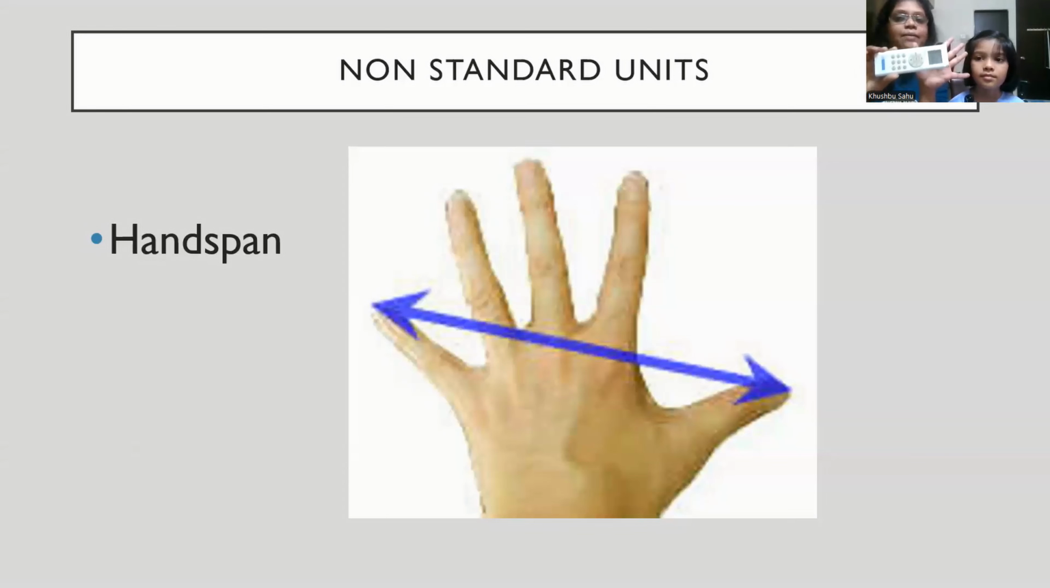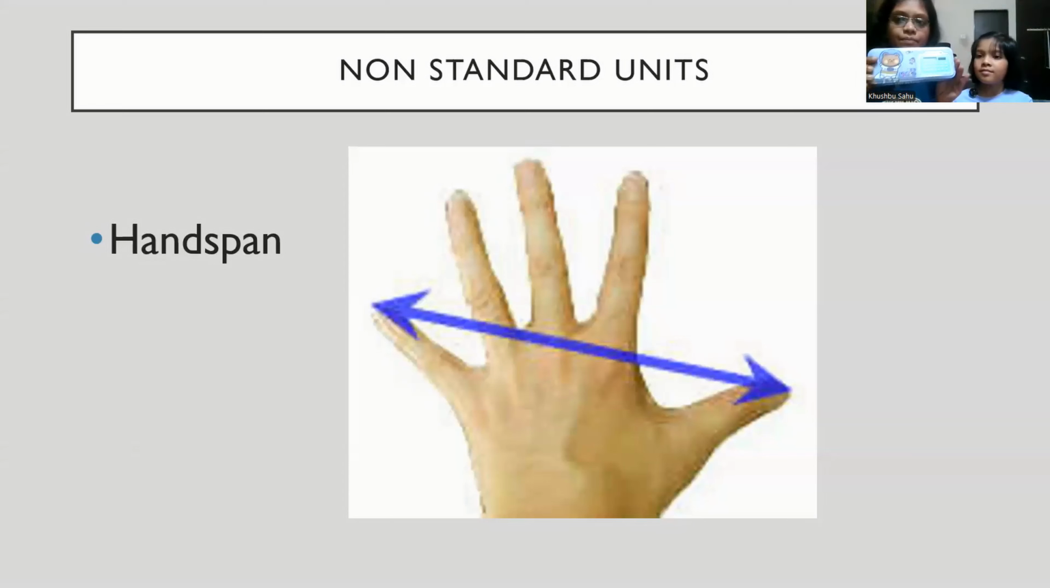This is a remote and I am going to measure this remote with the help of my hand span. So it does not cover the full hand span. It is a half hand span. Yes, it is a little smaller, right? Can you see it, kids? The pinky is left. And what about Advika? For me, it's a full hand span. So I can say that hand span is not a standard unit because this measure is different for different persons.